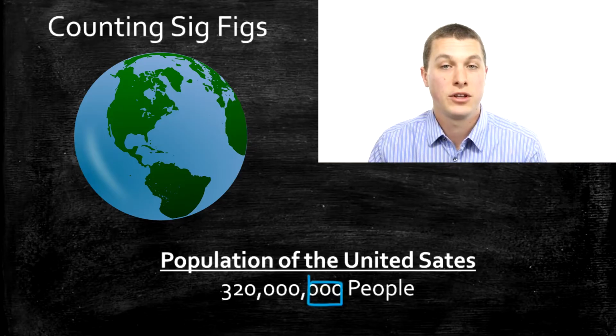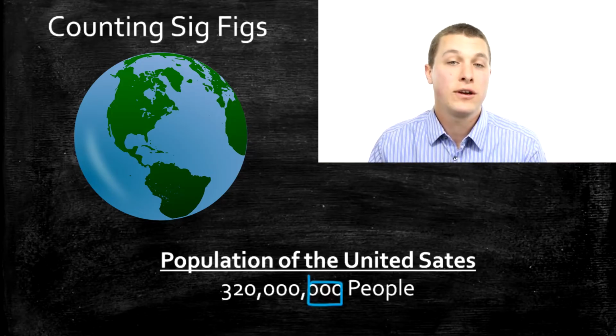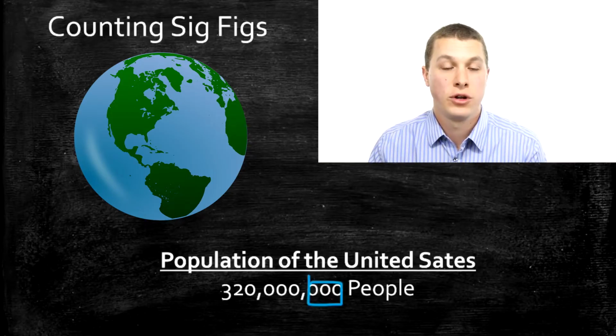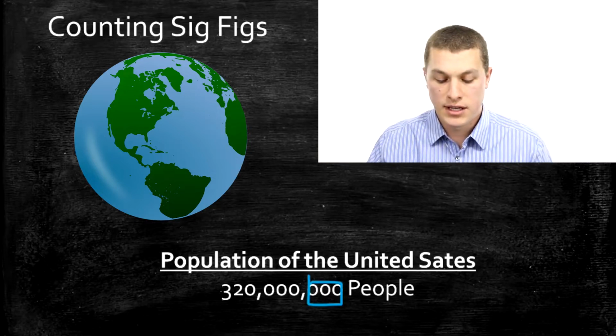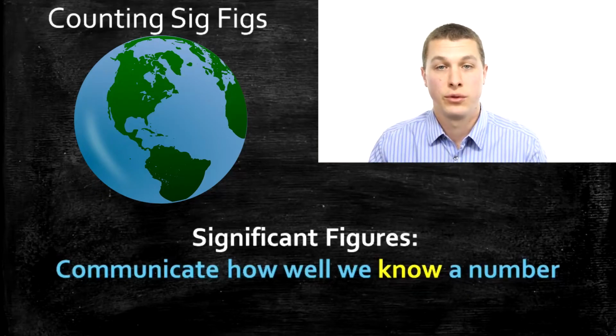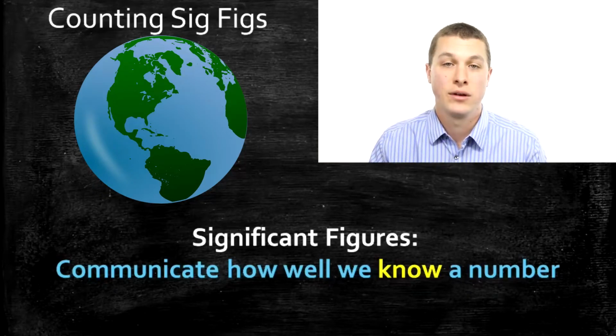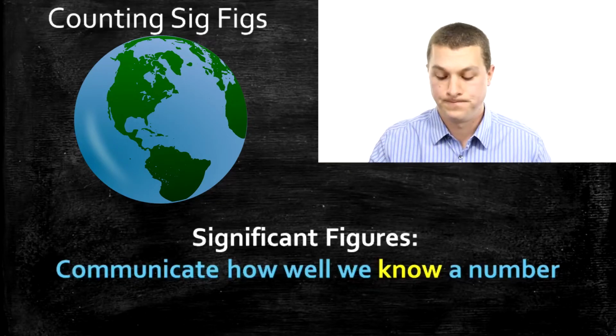So for example, if you're the US Census Bureau and you find out the population of the United States is actually exactly 320 million, how do you communicate that in your report so people know you're not rounding at all? That's where sig figs come in. Significant figures tell us about how well we know a number. And so the rules we're going to go through next are going to tell us how to count significant figures. Which number do we know about? Which number do we not?